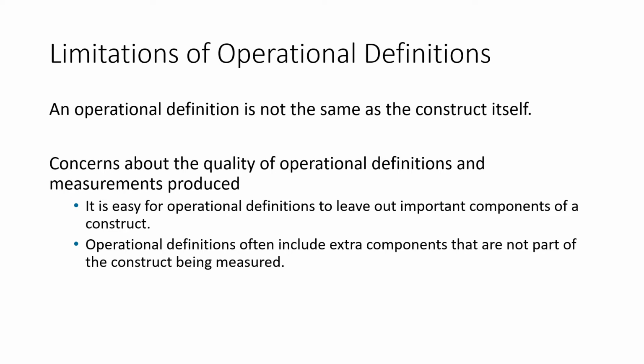And operational definitions often include extra components that are not part of the construct being measured. Since we can't know exactly what extroversion is, we have to come up with the closest definition we can get. And sometimes our definition is going to include things that are not part of the construct. The only thing that fixes this is time and research. As more research is conducted on the construct, our operational definitions tend to become more exact.